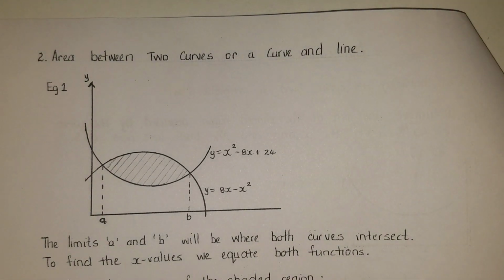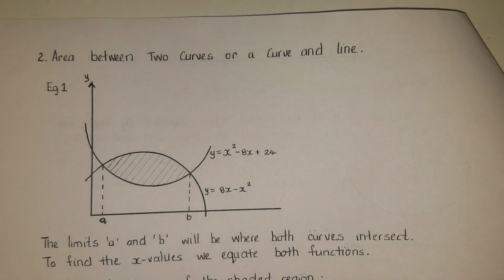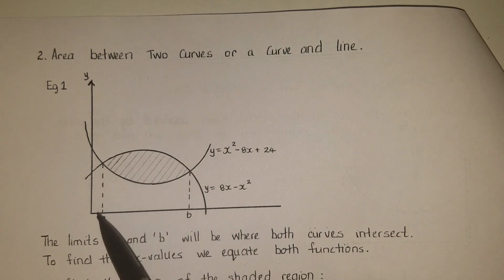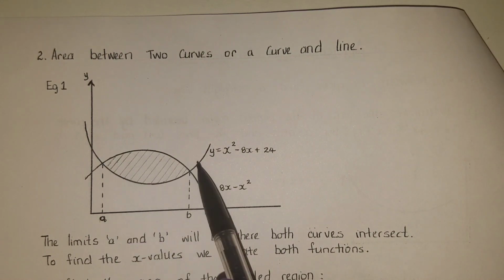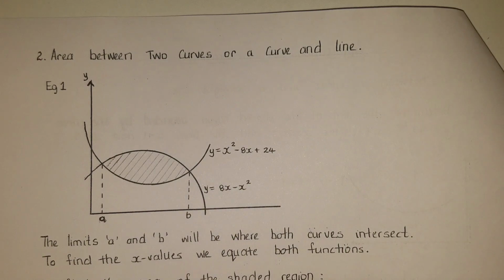Now, just as we can find the area below the curve, we can also find the area between two curves or between a curve and a line. Now, if you notice, there are no limits given, and these limits will coincide with the x values where these two curves intersect. So that's the first thing we need to find.